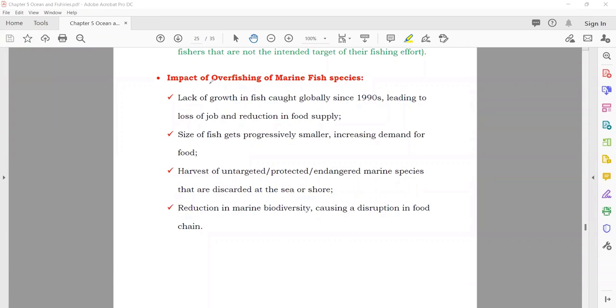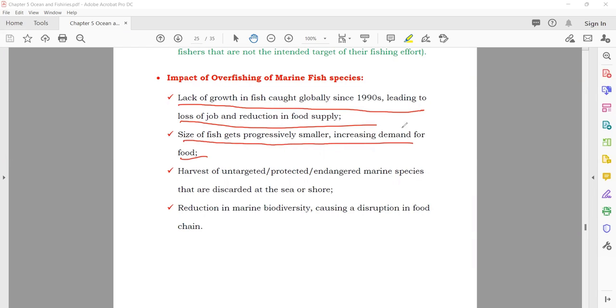Okay. Impact of overfishing on marine fish species. They're saying if you are overfishing, as we said, overfishing means taking out more than is produced. So what will happen? Lack of growth in fish caught globally, so the global population will decrease. Jobs will become fewer and the food supply will become less. The size of the fish gets progressively smaller, because every fish needs a certain time to grow well.